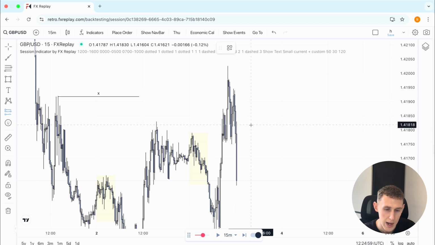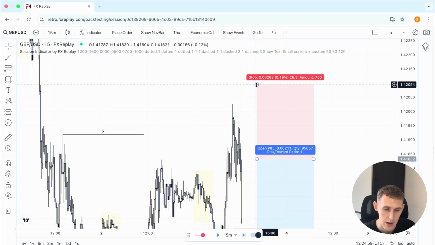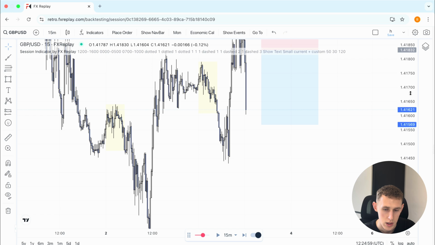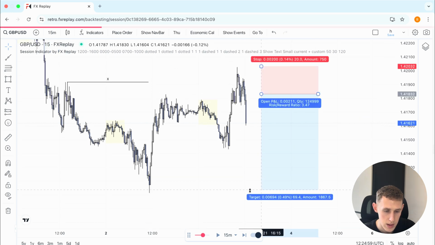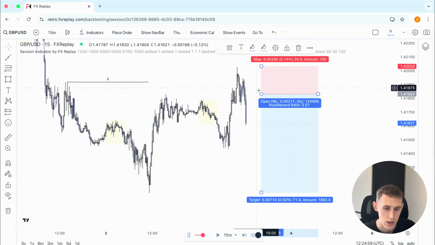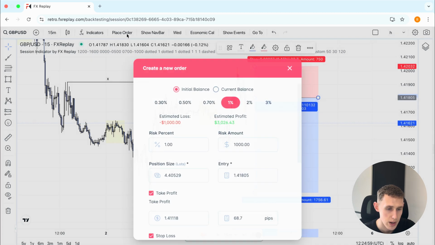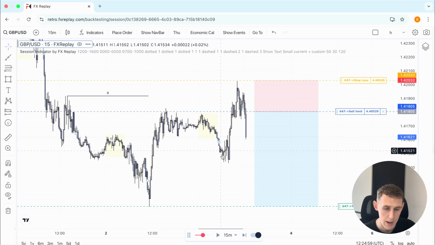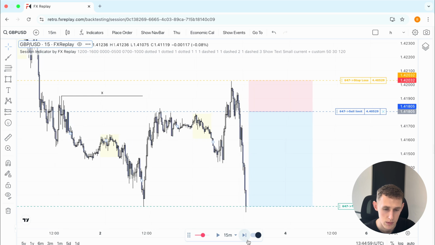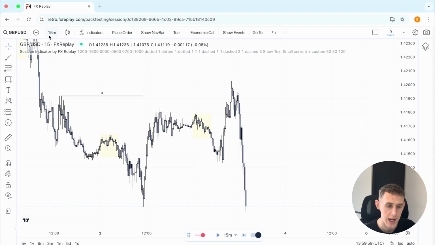Maybe if we see a pullback up to this area, we can get in and target these previous lows. I'm actually going to have entry slightly lower because we can still get a 1 to 3, even if it doesn't pull all the way back up to that level. Damn, so no pullback on that one, but good analysis.